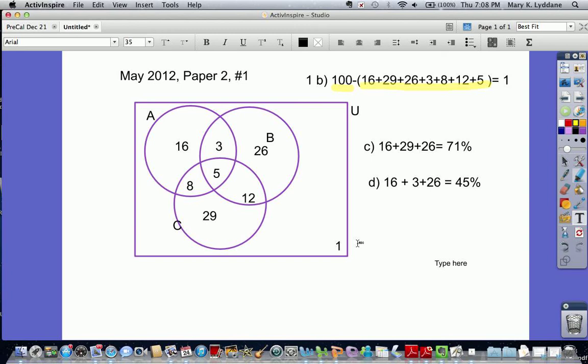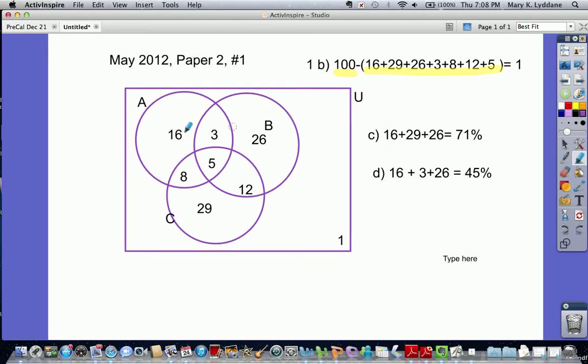All right, now in part C, we are asked to find the percentage of the population that reads exactly one newspaper. So that would be the 16 read only the newspaper A, 26 read only newspaper B, and 29 read only newspaper C. So if we add those all up, that's 71%.